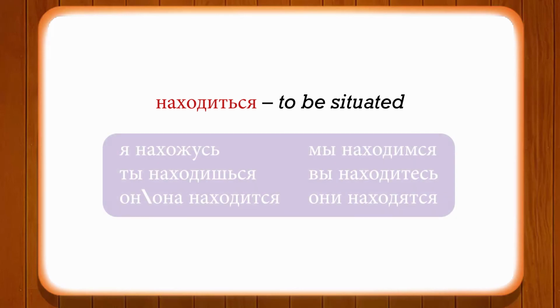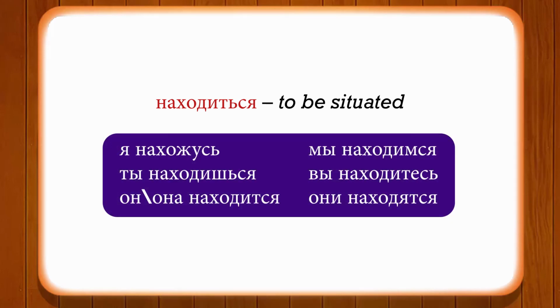Here you can also pay attention to this verb находится, which we have used in a conjugated form. Please pay attention to the conjugation of this verb находится while I conjugate it for you. Я нахожусь, ты находишься, он, она находится, мы находимся, вы находитесь, and они находятся. So this is a very basic rule in Russian grammar.